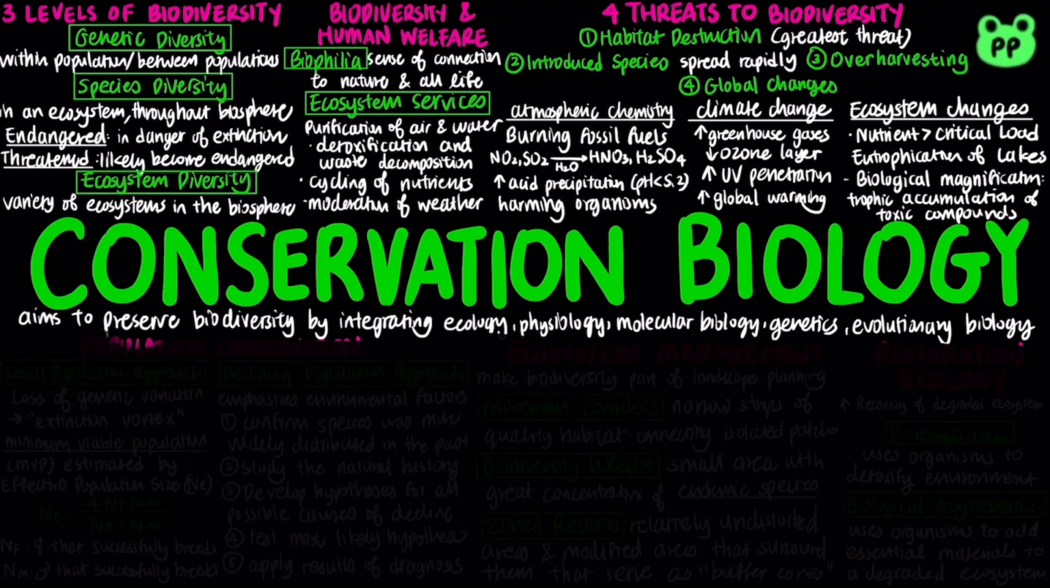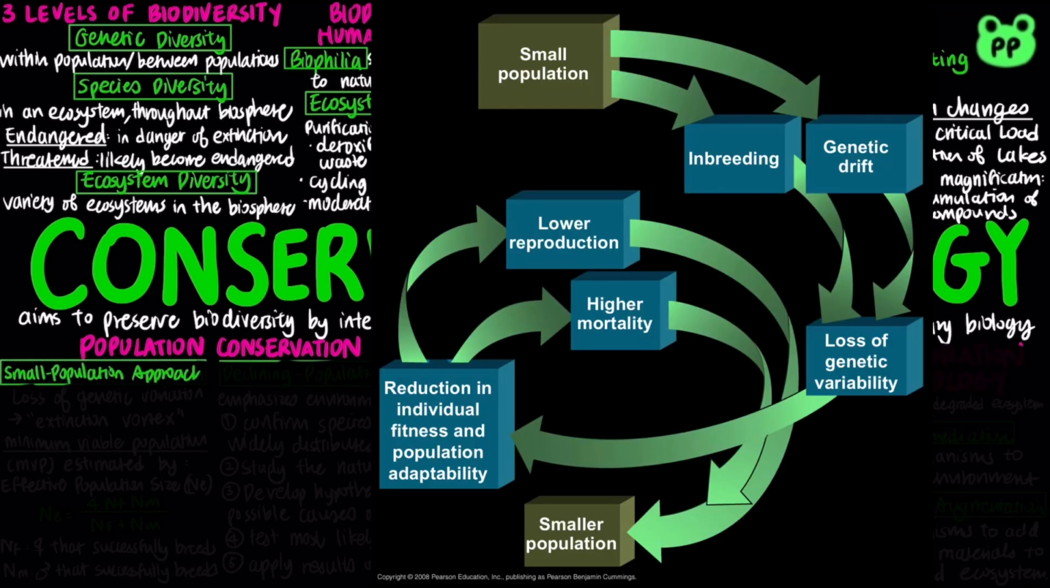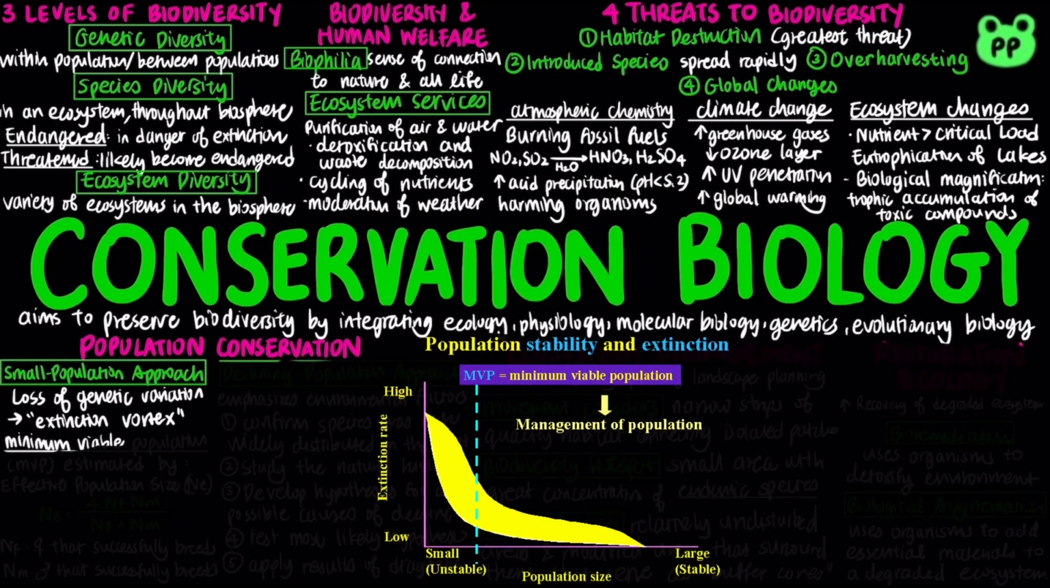Biologists focusing on conservation at the population and species levels follow two main approaches. The small population approach studies processes that can make small populations become extinct. A small population is prone to positive feedback loops of inbreeding and genetic drift, leading to the loss of genetic variability that draw it down an extinction vortex. The minimum viable population, or MVP, is the minimum population size at which a species can survive.